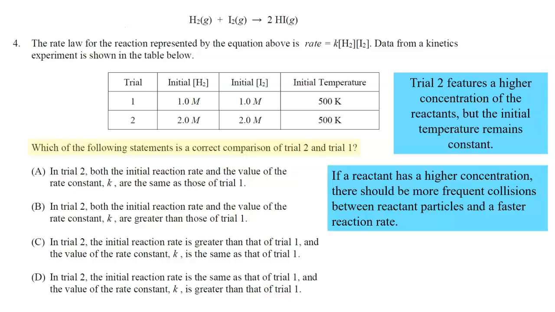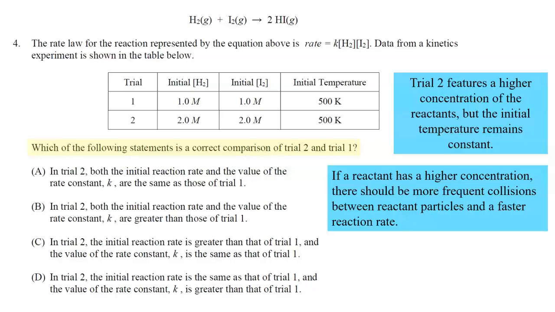So looking at trial 1 and trial 2, we see that trial 2 has a higher concentration for the reactants. Now, if the reactant has a higher concentration, there should be more frequent collisions between reactant particles and a faster reaction rate. So we're looking for an answer choice that says that the reaction rate in trial 2 is greater than the reaction rate of trial 1.